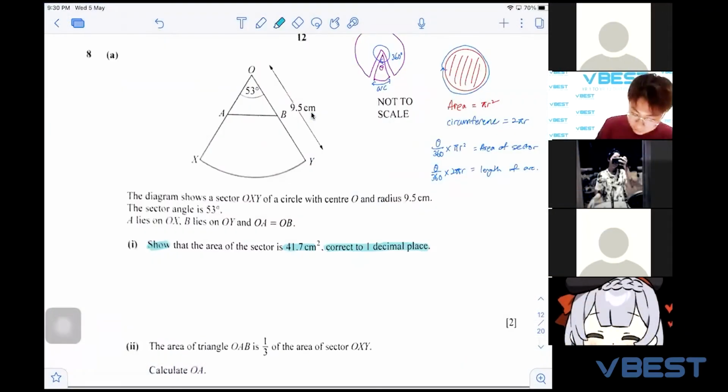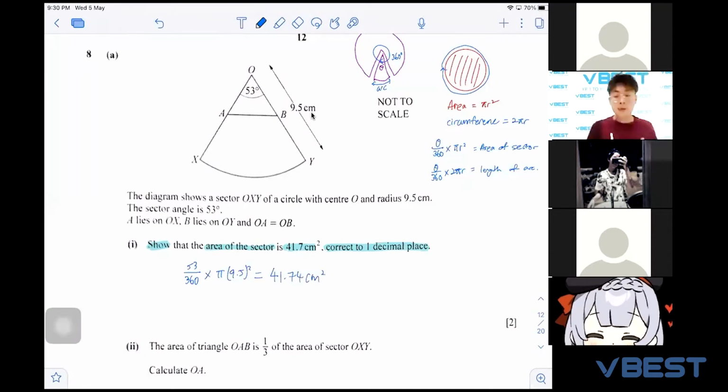They want to calculate the area of the sector now. So you're just going to put in theta over 360 times pi r squared, with r as 9.5. Put it into your calculator, and your answer is going to be 41.74 cm squared. Some students say, Desmond, I'm just going to put 41.7 cm squared directly.